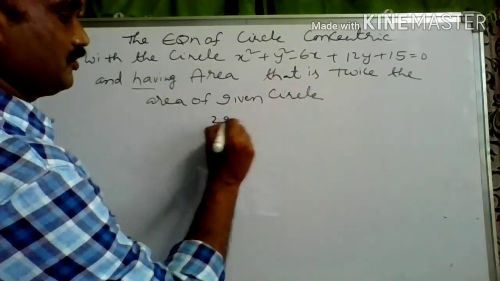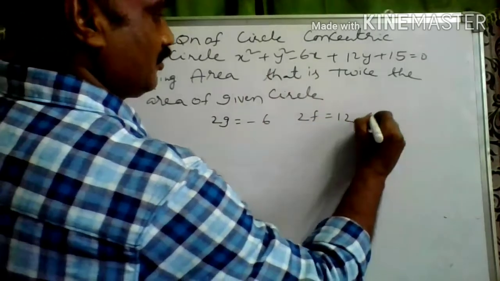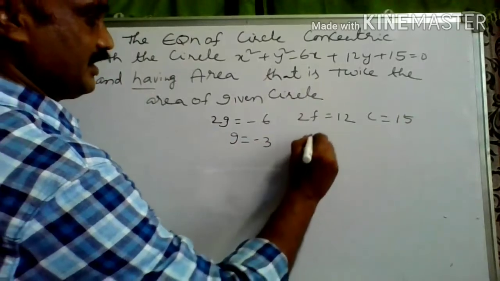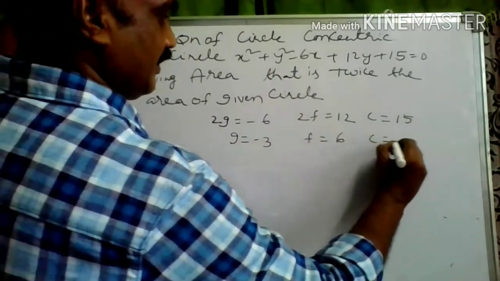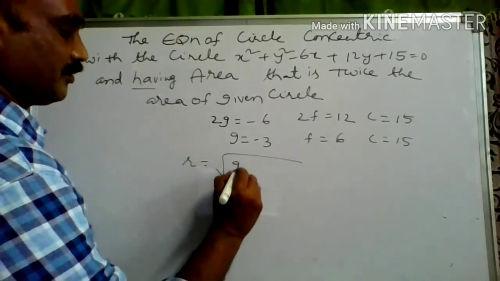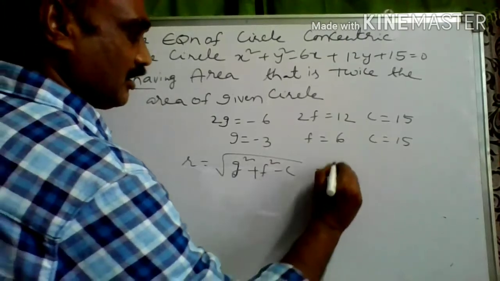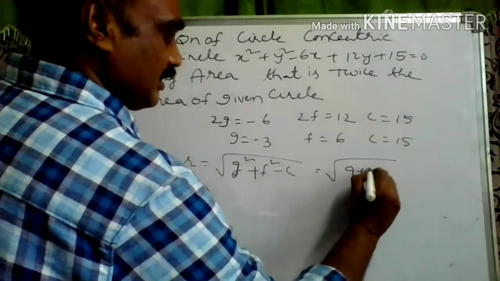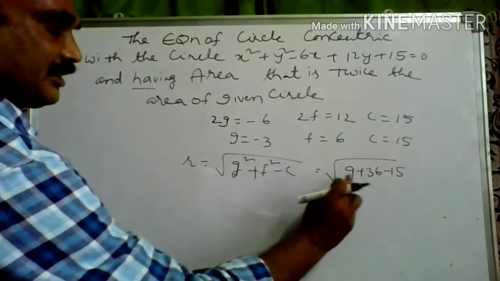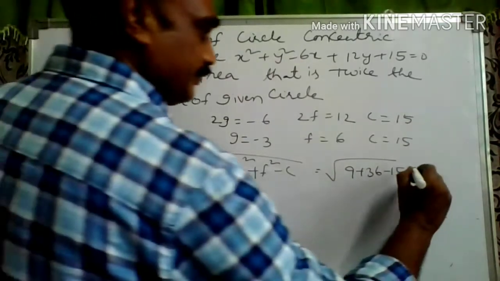2g is equal to minus 6, 2f is equal to 12, c is equal to 15. g value is minus 3, f value is 6, c value is 15. First calculate the radius. Radius is equal to root of g square plus f square minus c, that is minus 3 whole square 9 plus 36 minus 15, 45 minus 15, root 30.